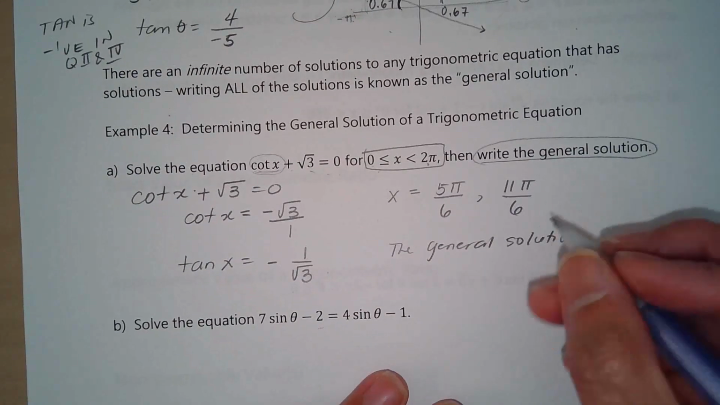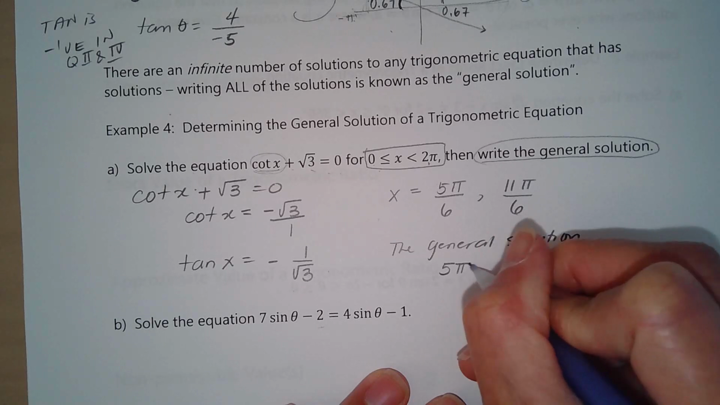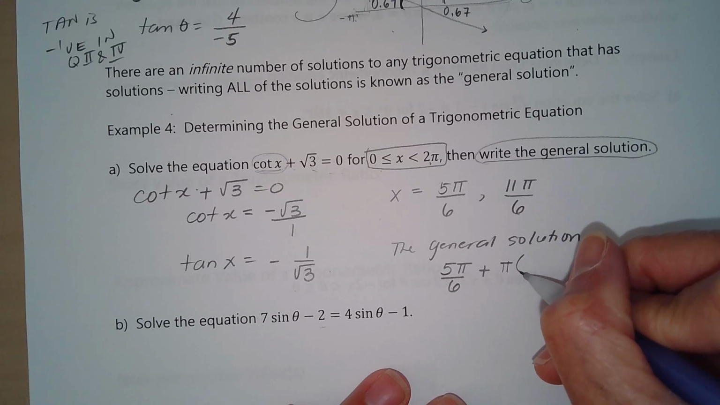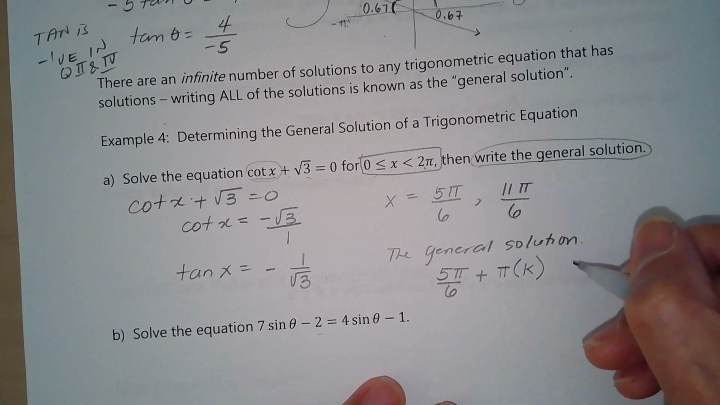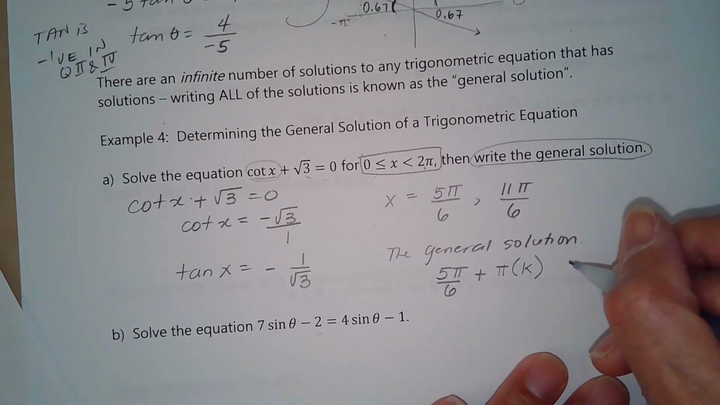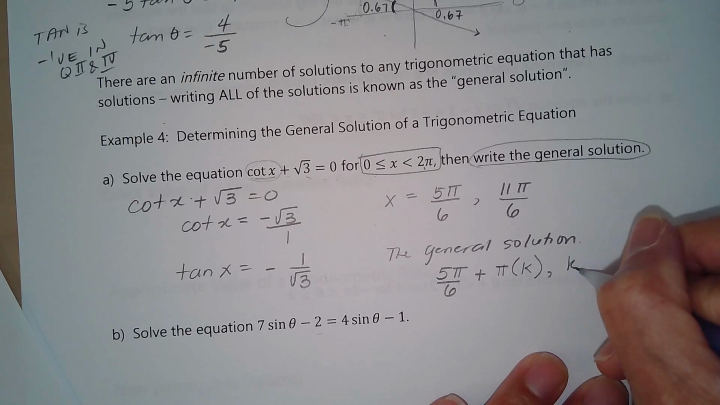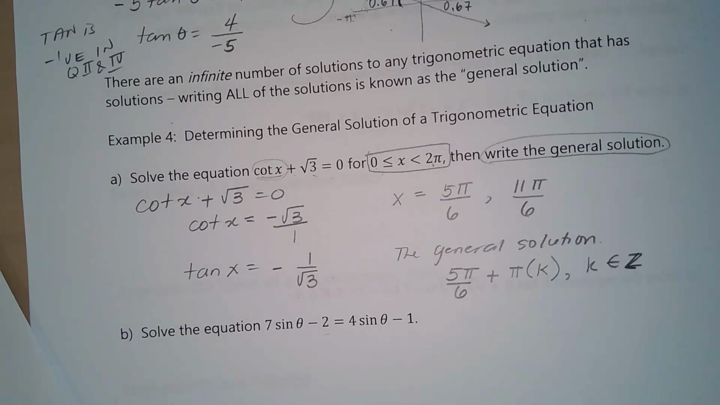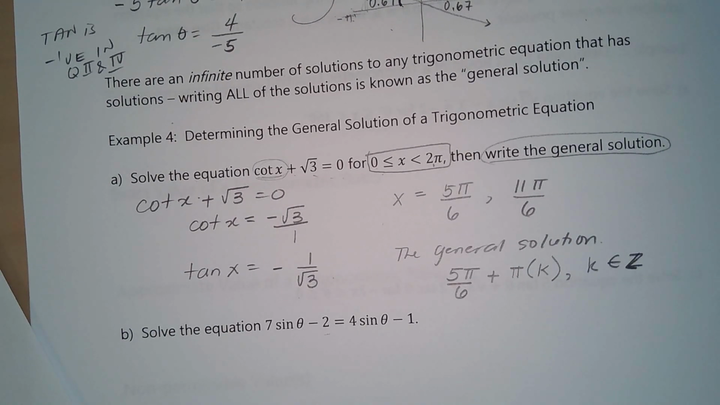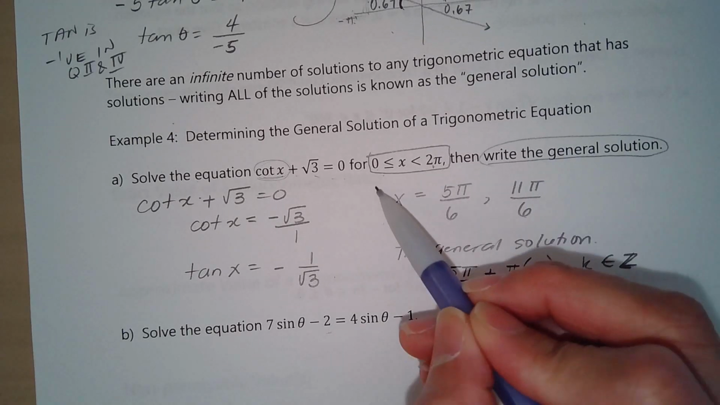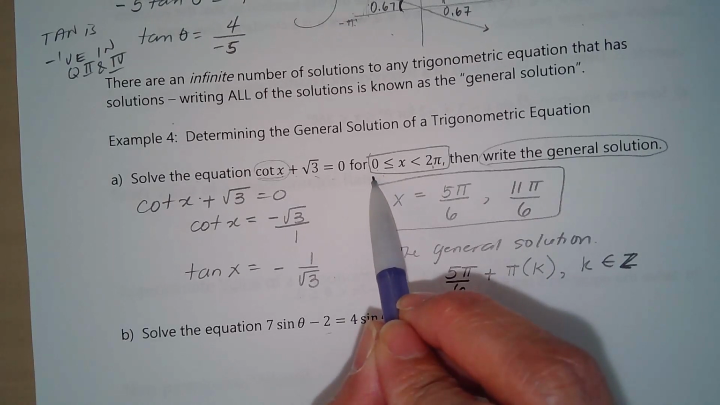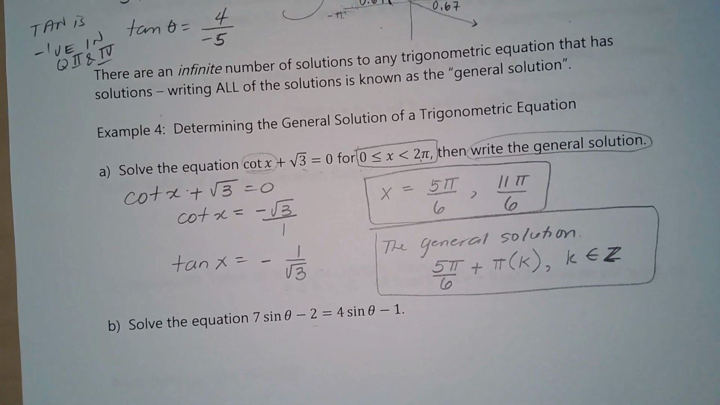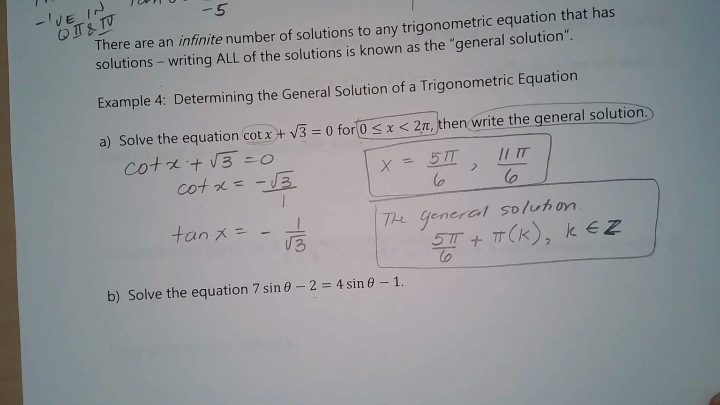So the general solution would be 5 pi over 6 plus pi times k, the number of times that you're going to rotate, where k is an element of the integers Z. Okay, so this is the solution for 0 to 2 pi, but this is the general solution if you want to show all of the solutions. Good. Let's try B.